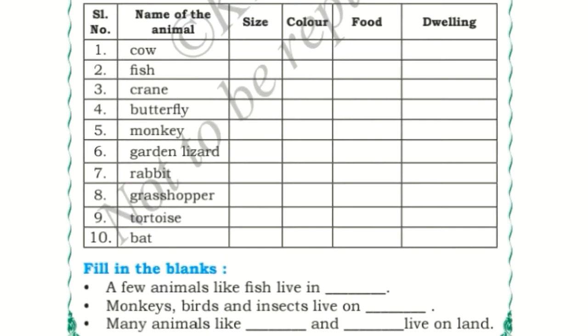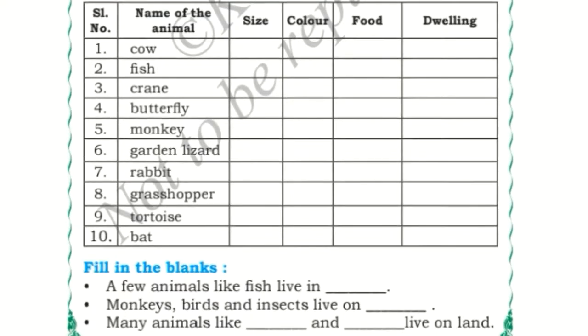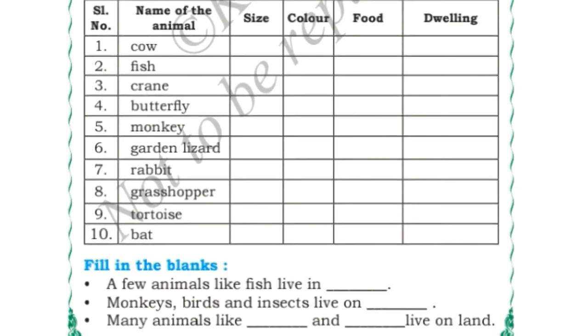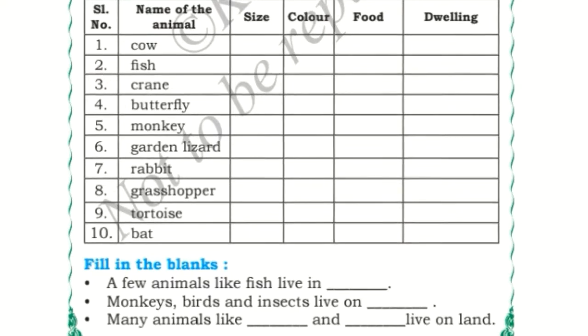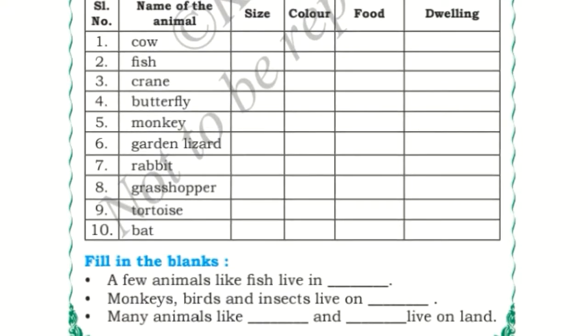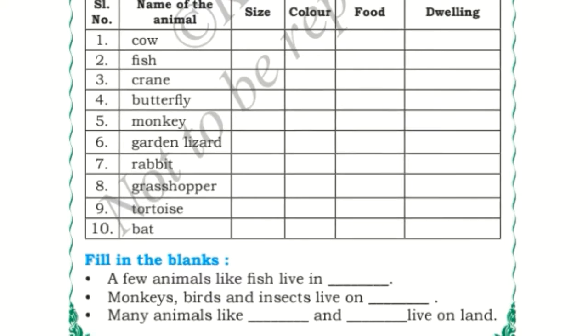Next, butterfly, size of the butterfly, small. Color of the butterfly, whichever color you have seen, you can write the color of that. Food of the butterfly, leaves you can write. Insects also you can write. And dwelling, the place where the butterfly lives, you can write.